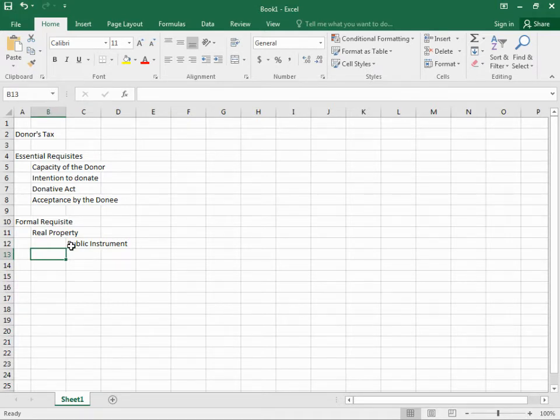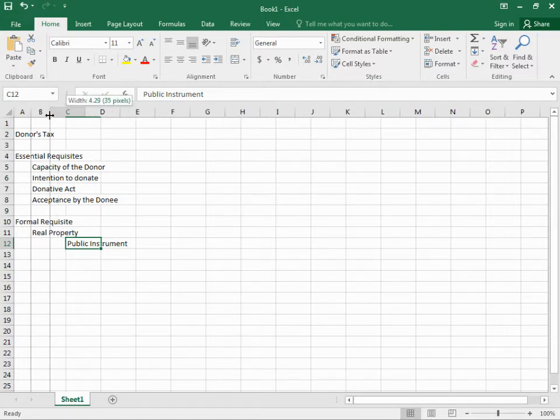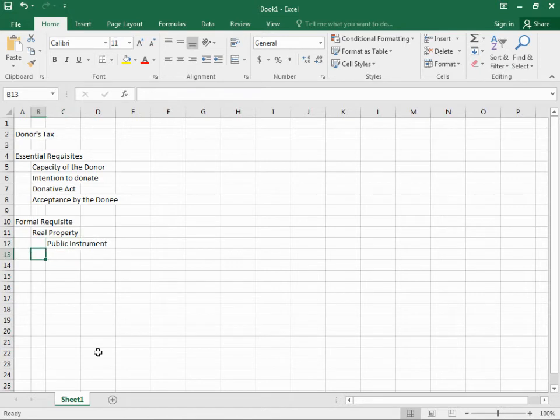Yan. So, public instrument kasi, ano ba yung proof of ownership mo when it comes to real property? Di ba? Yung title. You have the certificate of ownership when it comes to real property. So kapag transfer mo siya, syempre, hindi lang yung property yung transfer mo, pati yung proof of ownership. So, kung maglilipat ka ng property, dapat kasama yung title.